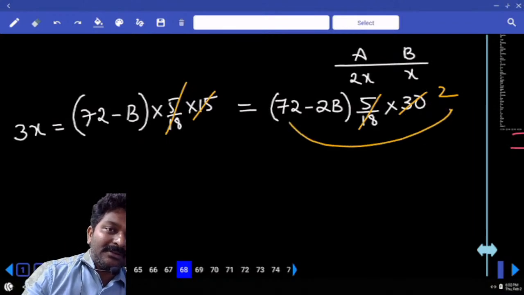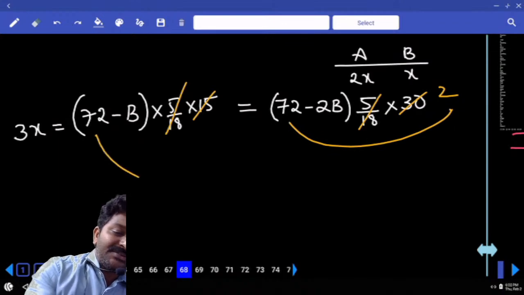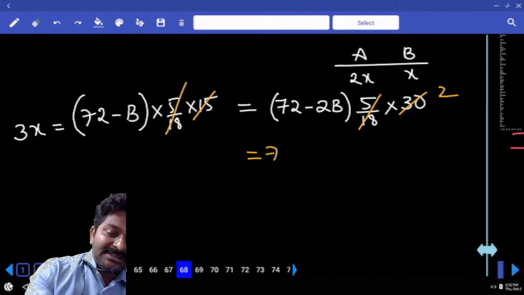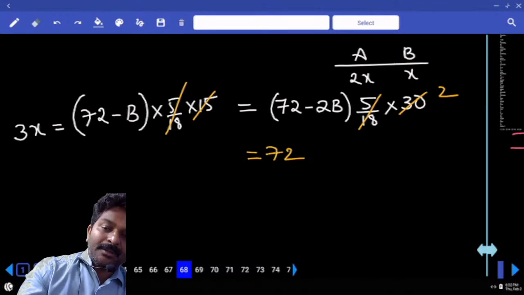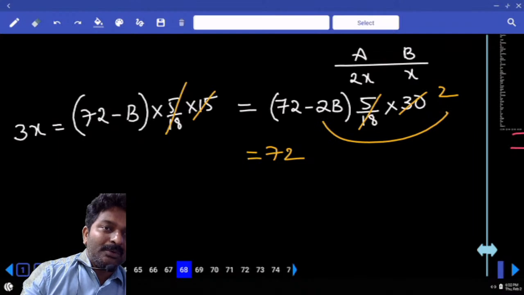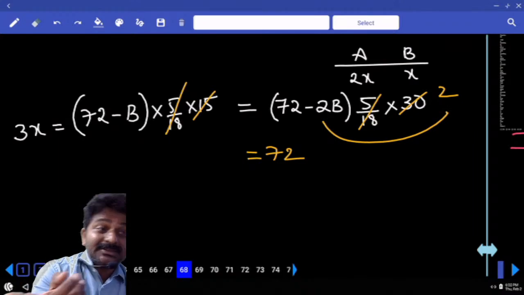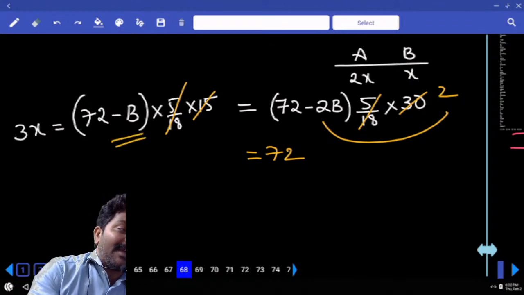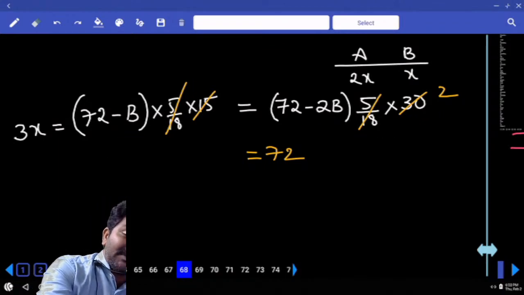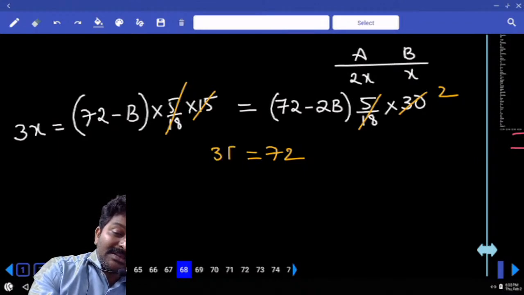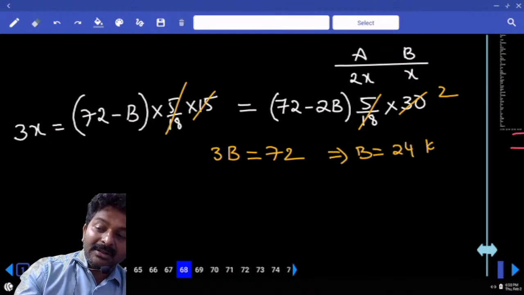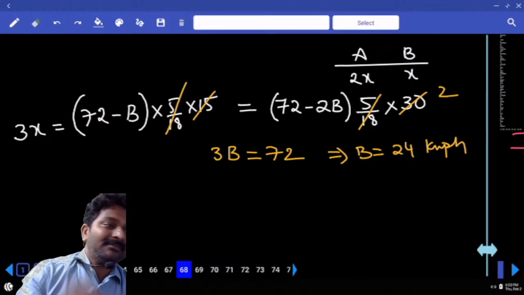72 into 2, 144. If 72 goes to the other side, 144 minus 72, that is 72 only. Minus 2b into 2, minus 4b. If this minus 4b goes to left hand side, becomes plus 4b. Already we have minus b, then it becomes 3b. 3b is equal to 72. From this, b is equal to 24 kilometer per hour.